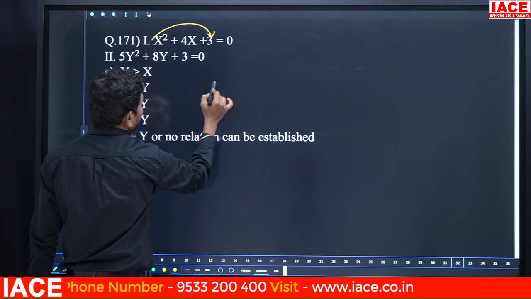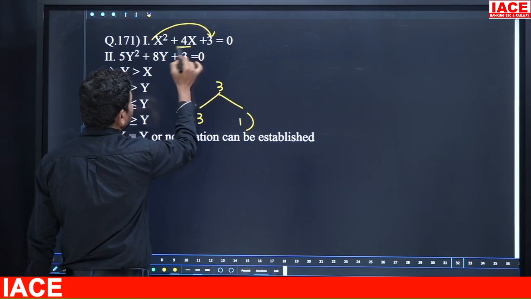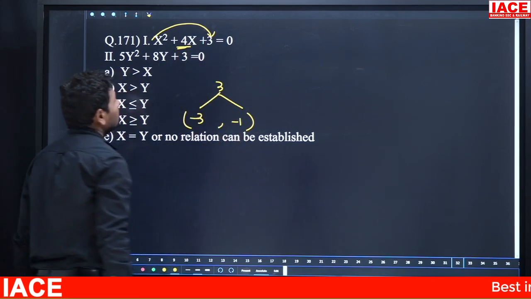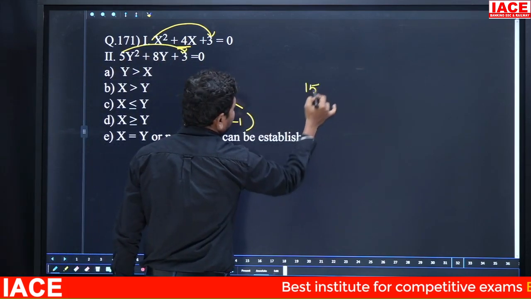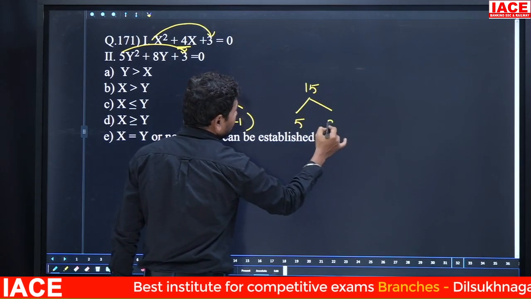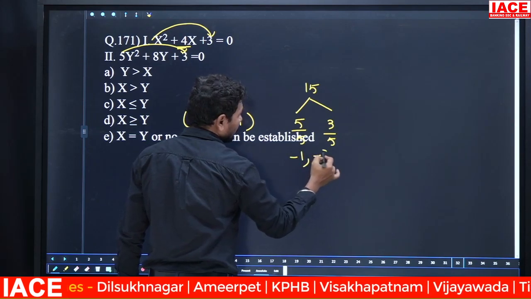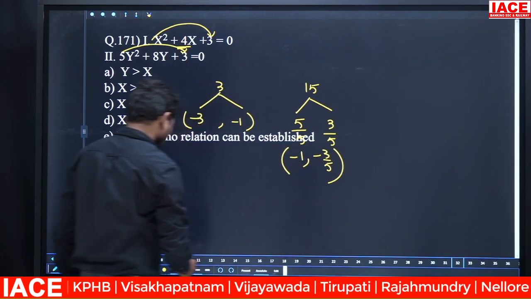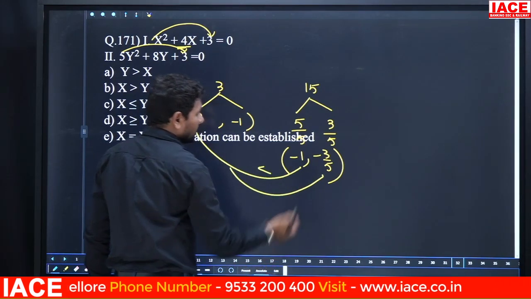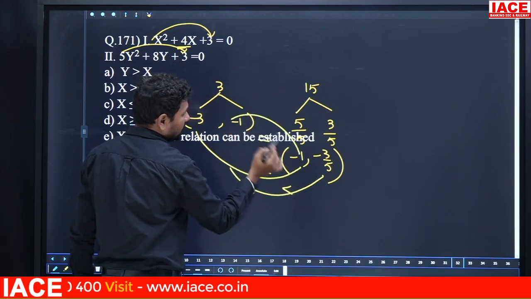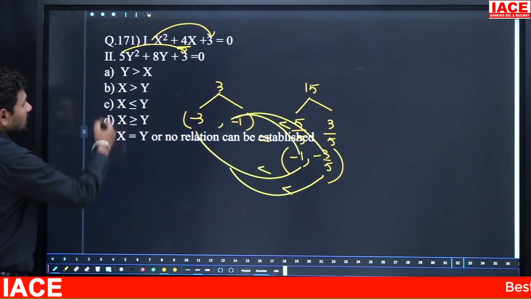Next, x square plus 4x plus 3 is equal to 0. 1 into 3 is equal to 3. The factors of 3 we can write as 3 comma 1. 3 1s are 3, and 3 plus 1 is 4. But a plus equation always gives negative factors, so the factors are minus 3 comma minus 1. Next, 5 3s is 15. The factors of 15 we can write as 5 comma 3. 5 comma 3 divided by 5. Then the final factors are minus 1 comma minus 3 by 5. Plus becomes minus. Then comparing, minus 3 and minus 1, minus 1 is bigger. Minus 3 by 5 and minus 3, minus 3 by 5 is bigger. Minus 1 and minus 3 by 5, minus 3 by 5 is bigger. Then finally the answer is x less than or equal to y, option C.